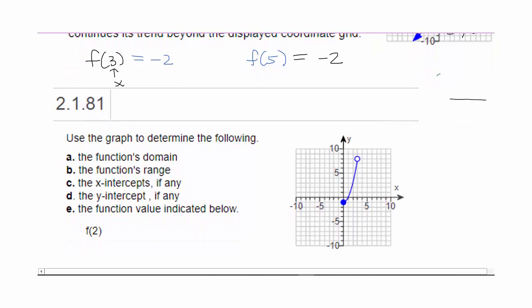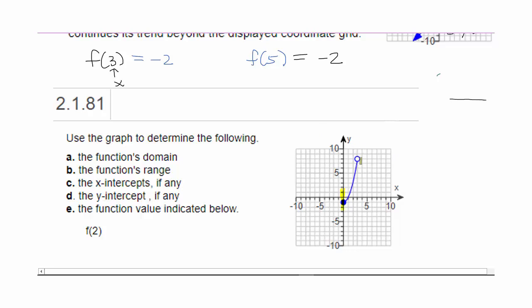So again, we have a new function here. We're asked for the function's domain, range, x-intercepts, y-intercept, and the value f of 2. So let's start with the domain. Domain is the x values, and when we're doing x values, we're going from the furthest point to the left to the furthest point to the right.